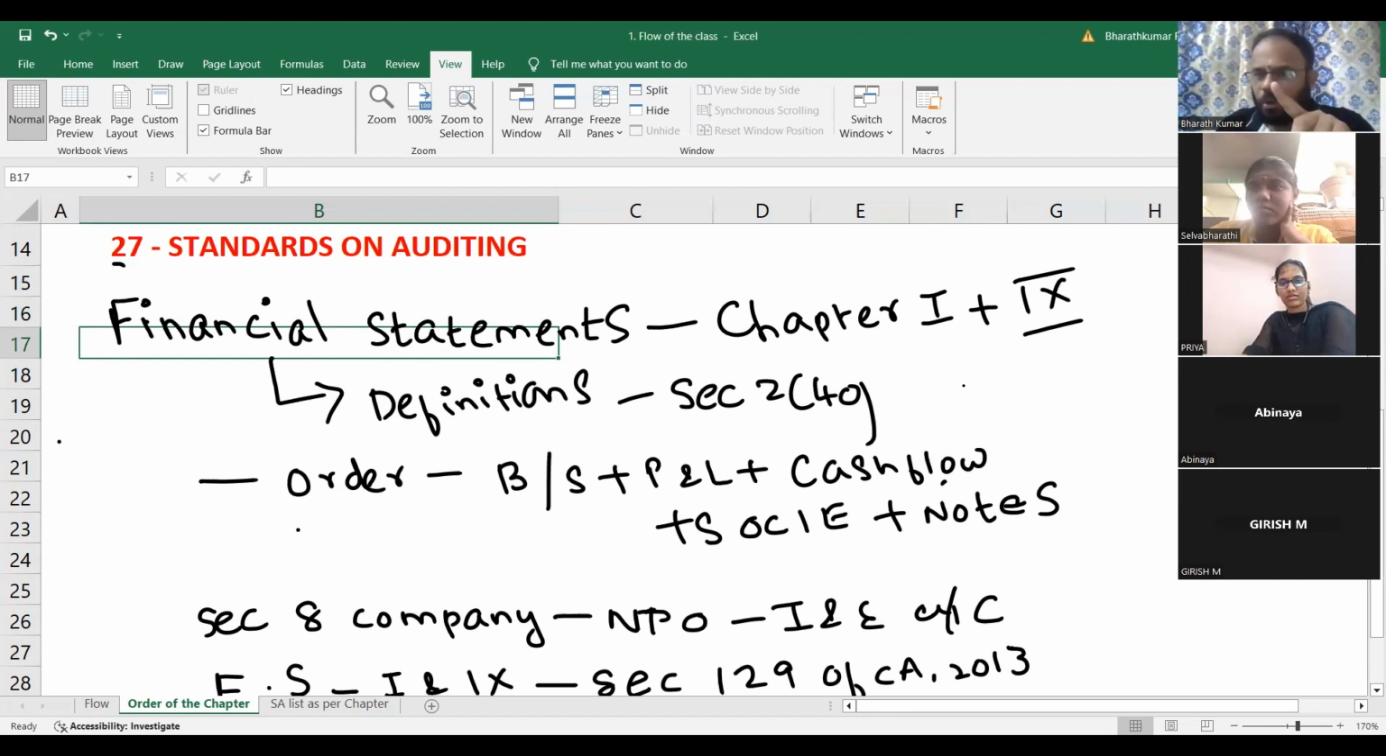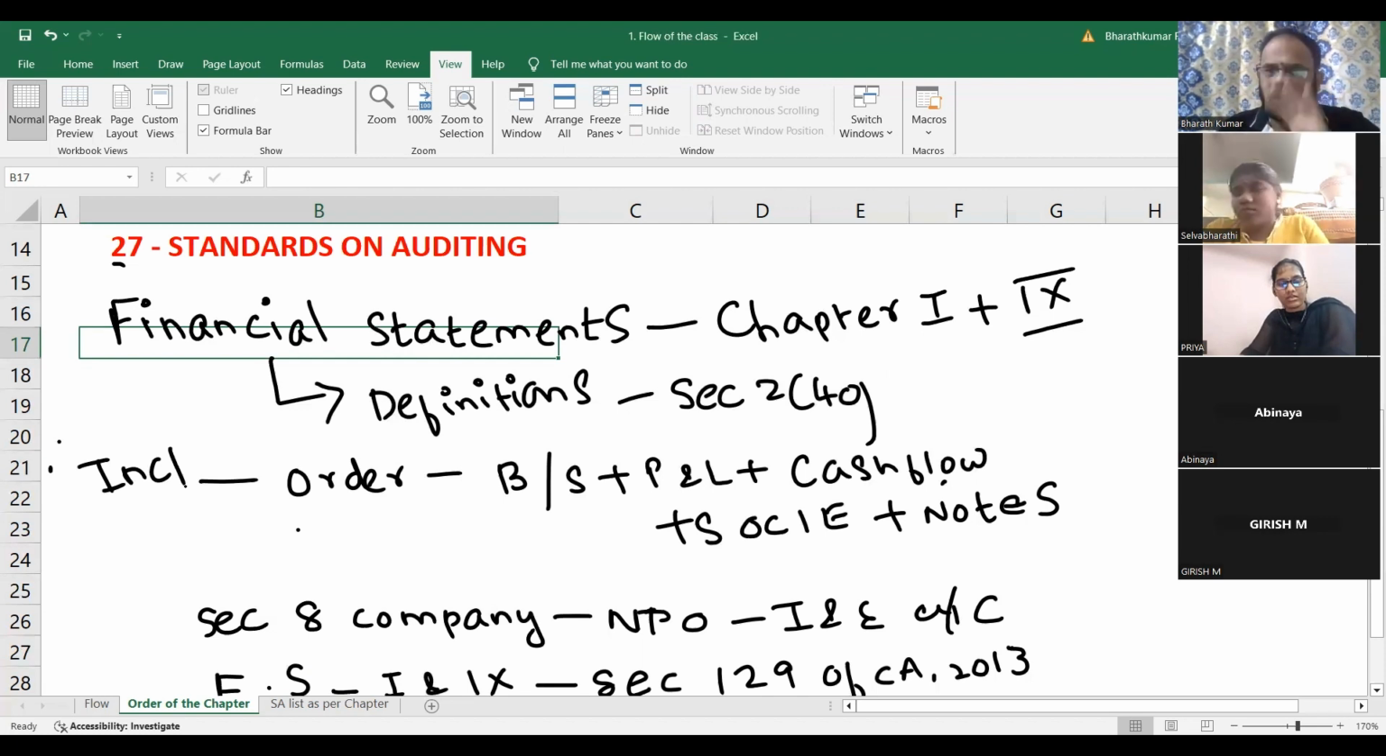Chapter 1 talks about definitions, which is preliminary. In that, section 2 will also be there. Section 2, subsection 40 will talk about financial statement. Financial statement meaning is different, and financial statement inclusion is different. This is inclusion. What I am writing here is inclusion.